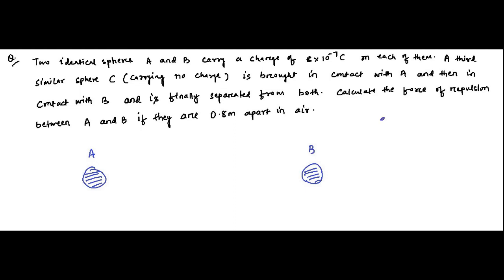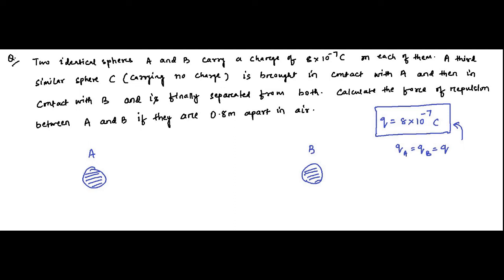Okay, both of them carry a charge of, let's say, small q. We will denote it as small q, which is 8 into 10 to the power minus 7 coulombs. That is the charge on A and B. Okay, QA equals QB equals Q, which is this much.